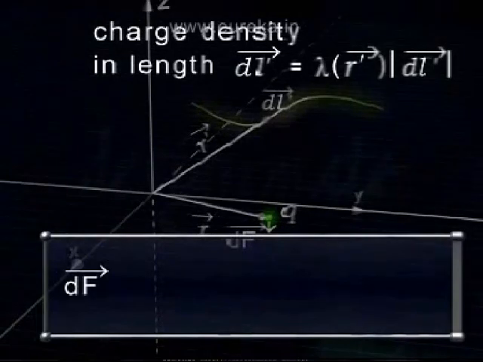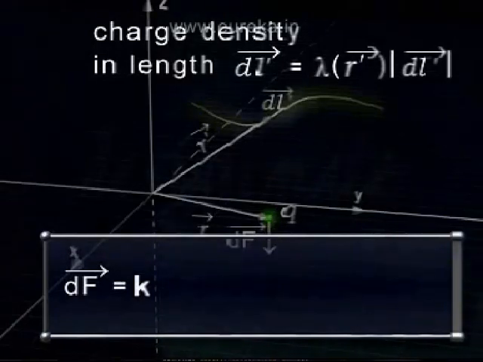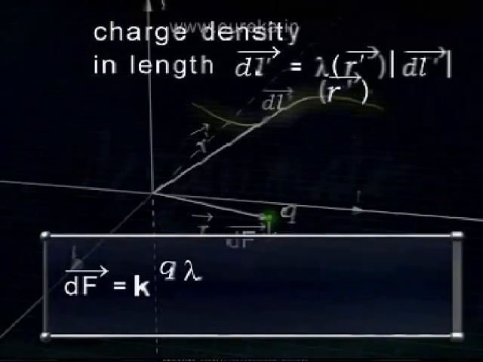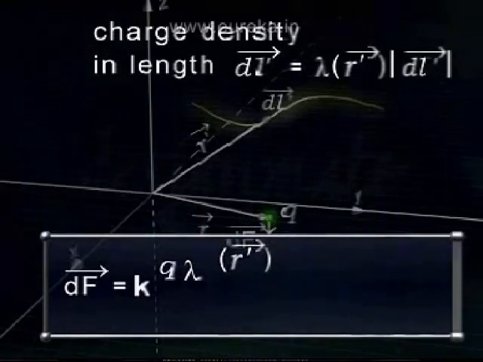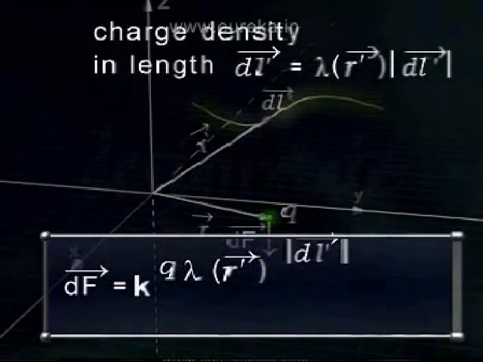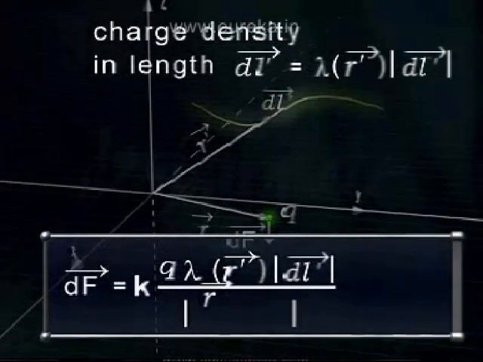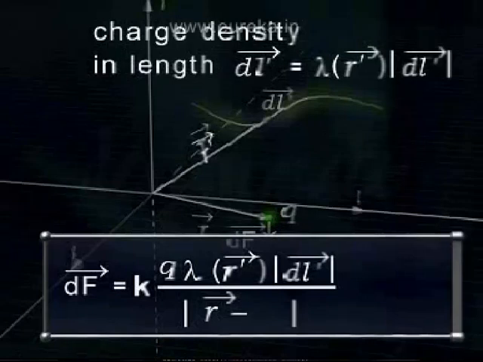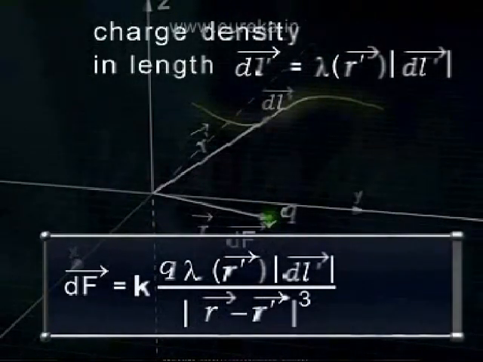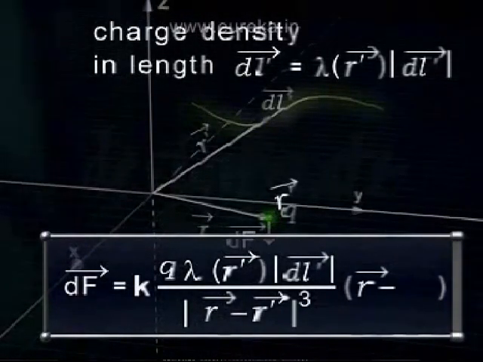vector dF is equal to K into Q into lambda of vector r' into modulus of vector dl' upon modulus of vector r minus vector r' cube into vector r minus vector r'.